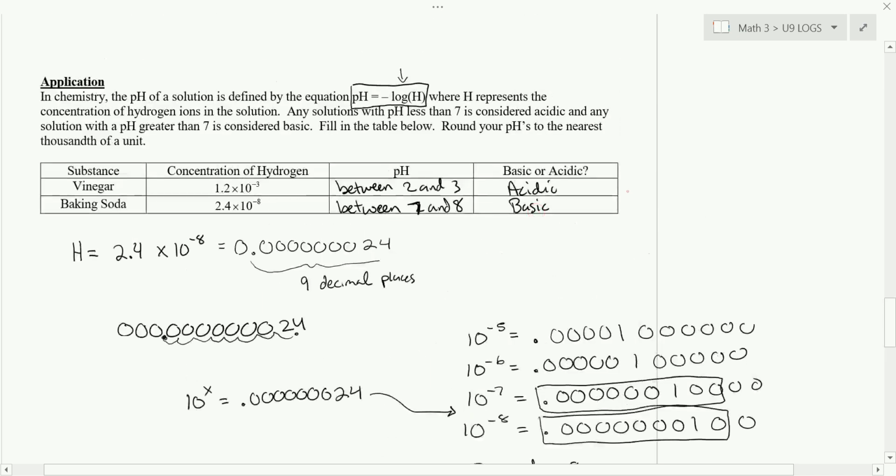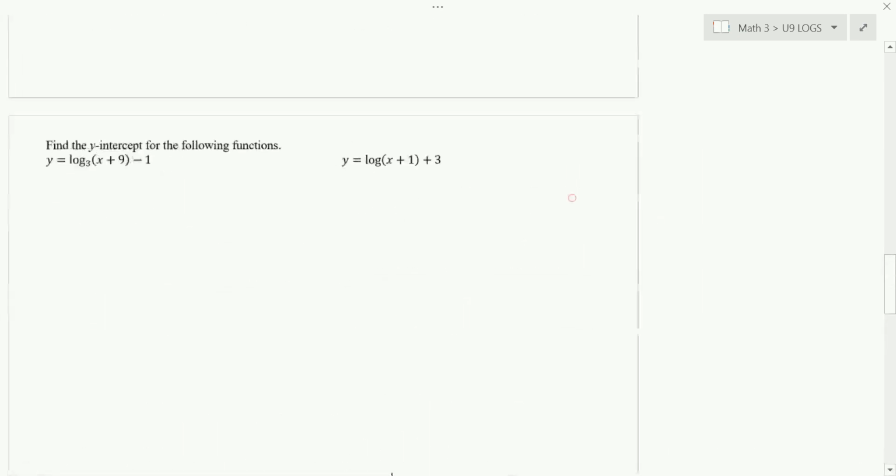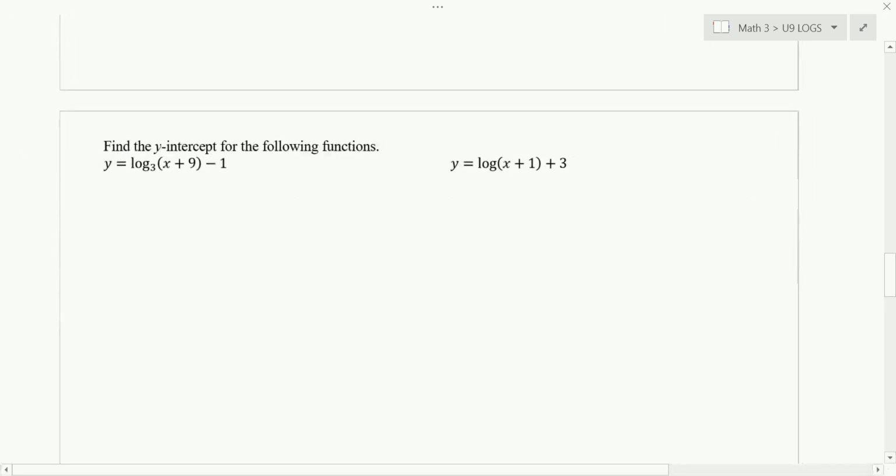All right. Last part of the notes is on finding the y-intercept of a couple functions. Eventually, we're going to be graphing these log functions, and we're going to want to find these pieces. To find a y-intercept in any function, what do we do? We solve for y when x is equal to 0, because any point on the y-axis has an x value of 0. So we're going to set x equal to 0 and solve for y.